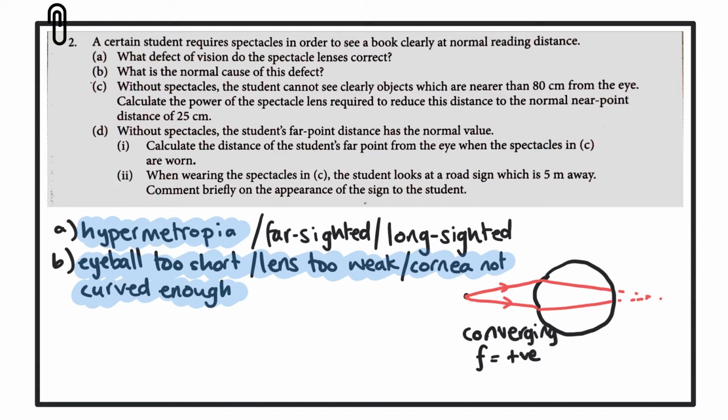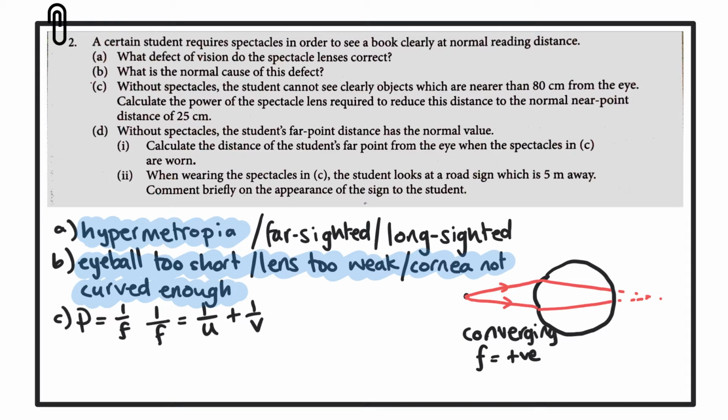So we want to figure out what the power of the lens is. And to calculate power, we can use the equation P is equal to 1 over f. However, we don't actually have the focal length yet, so we're going to need to work that out. And we can do that using the lens equation, where 1 over f is equal to 1 over u plus 1 over v.